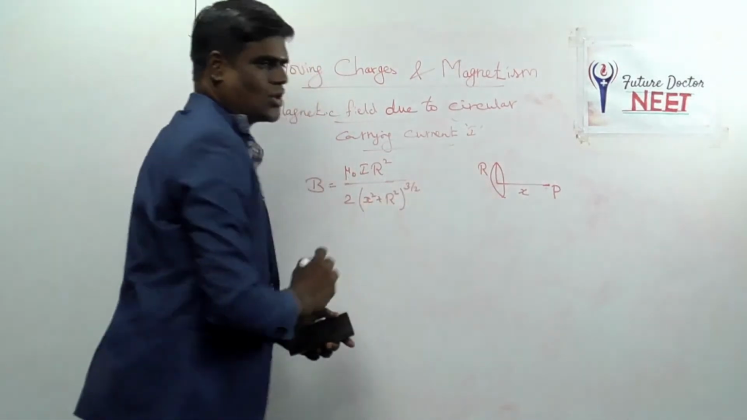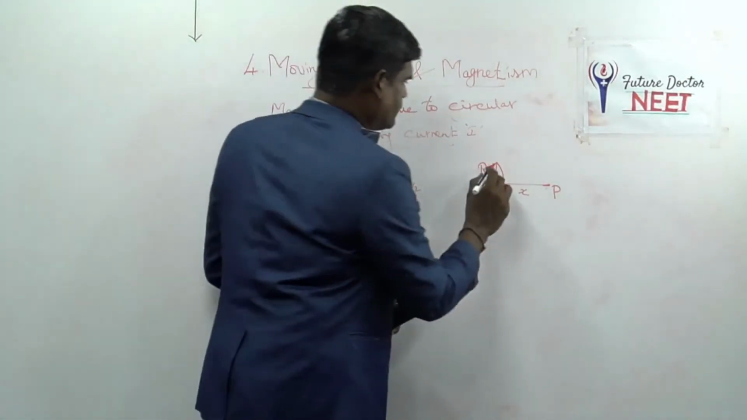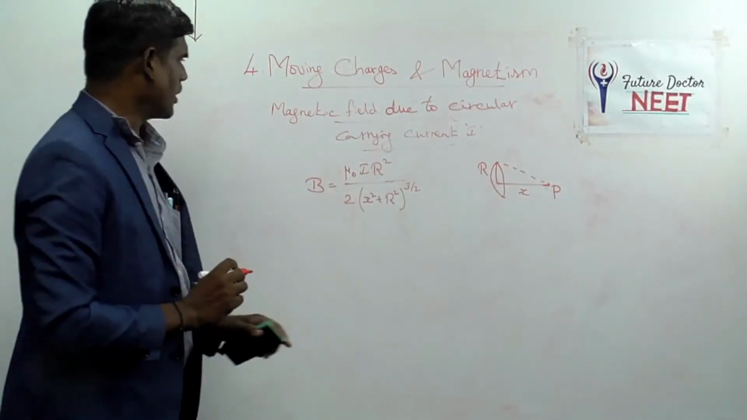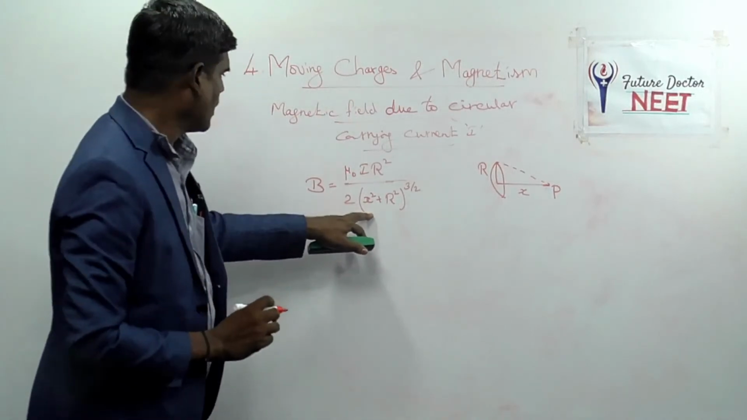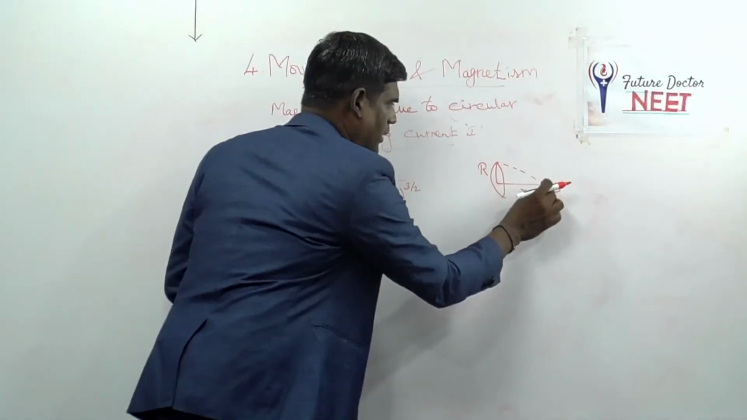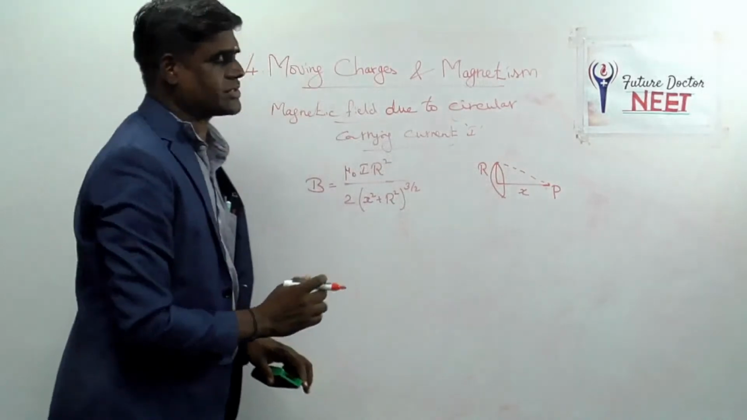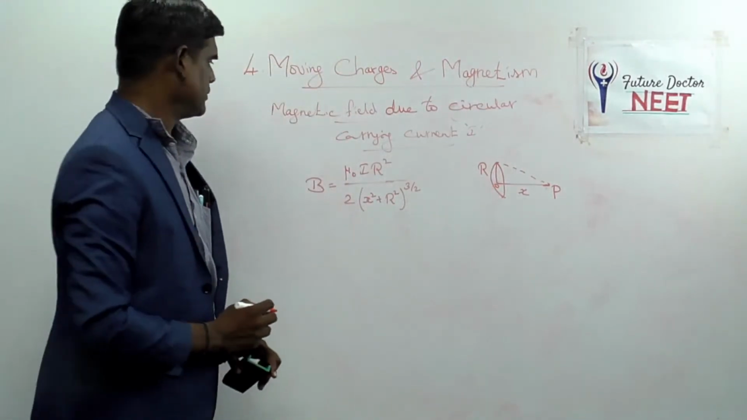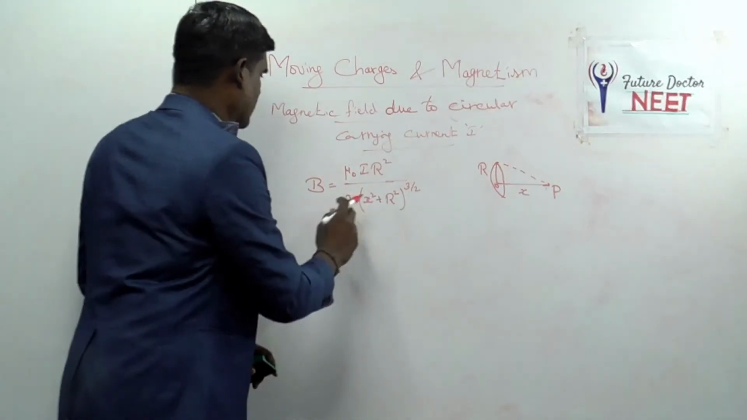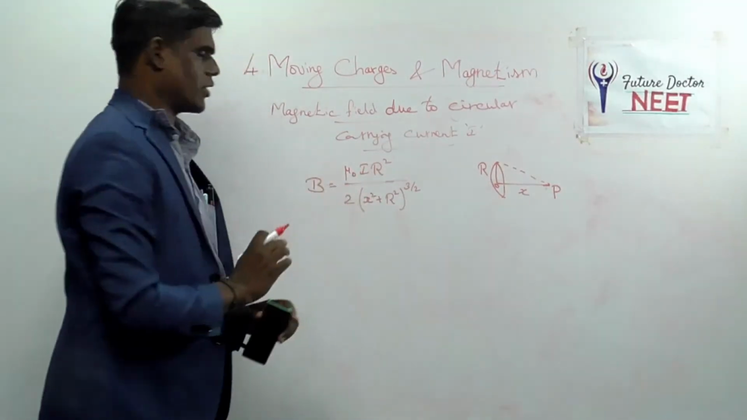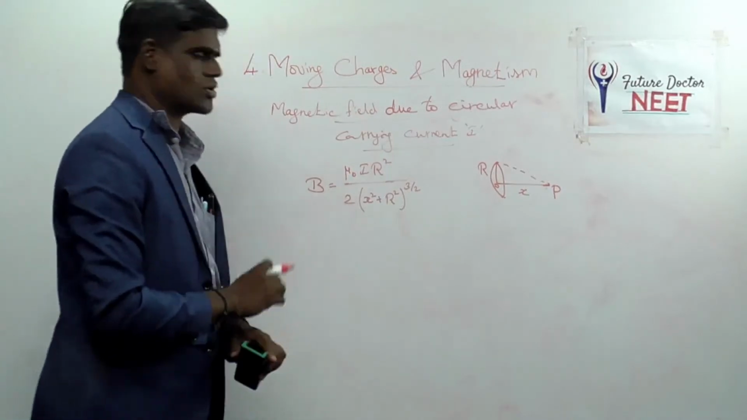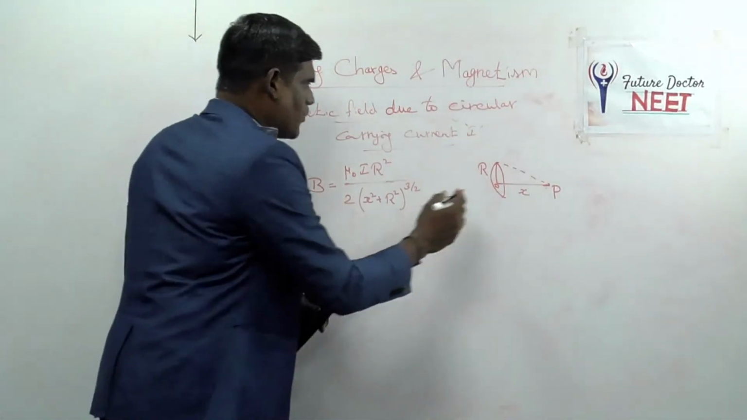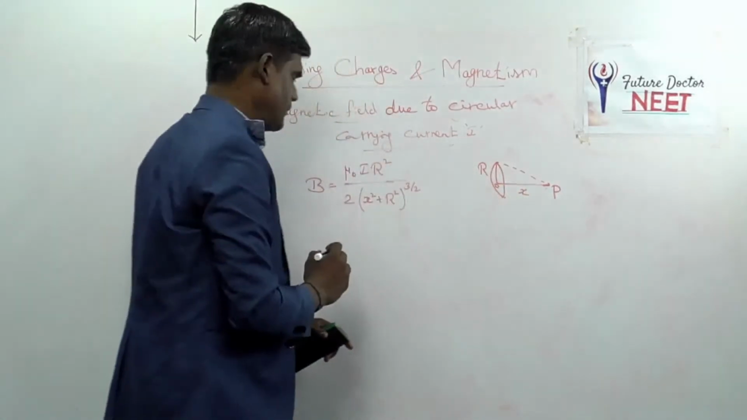R is the radius of the circular coil. And x is the distance of the point P from the center of the coil. O is the center of the coil. Okay, and so B equal to mu naught I R square by 2 into x square plus R square whole power 3 by 2.